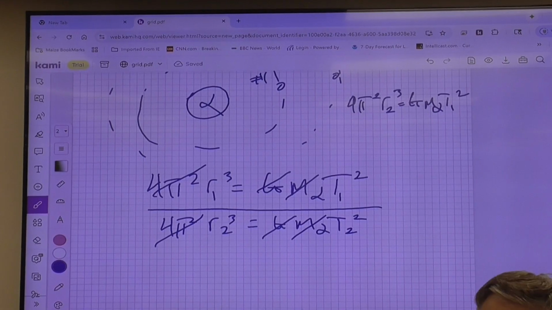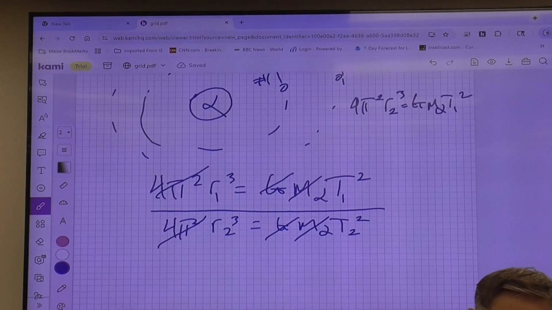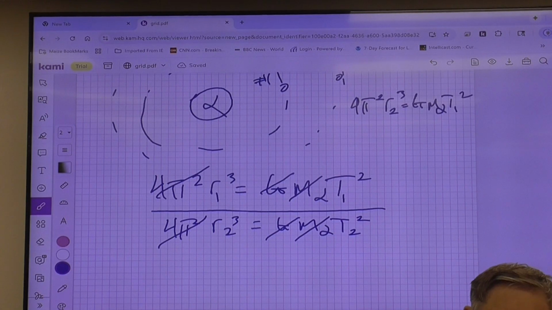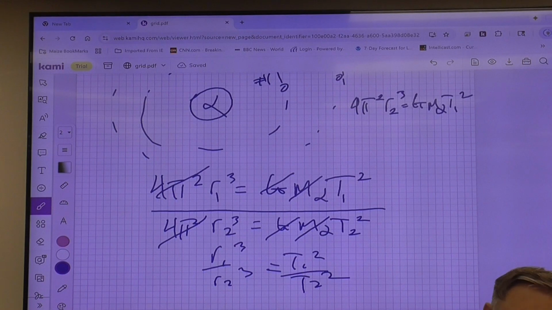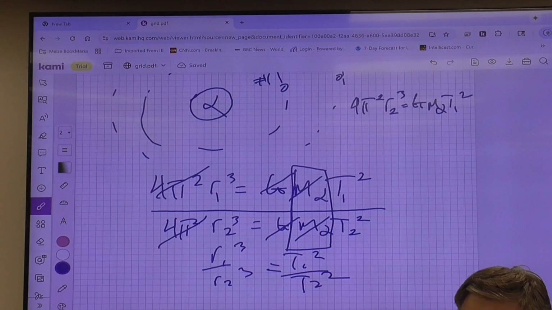According to the legend, Newton goes, look, all you have to do is set it up as a ratio. These cancel out, and you're left with Kepler's third law: R1 cubed over R2 cubed equals T1 squared over T2 squared. There you go. This is why it works. This is also why, mathematically, you have to orbit the same center, because if they're not orbiting the same center, then the masses don't cancel out.